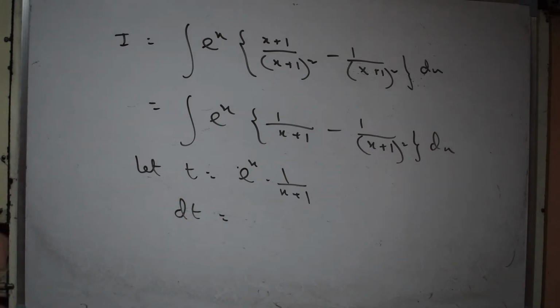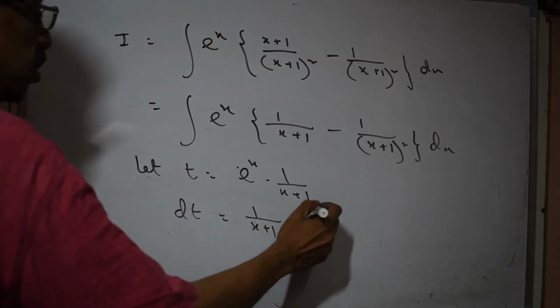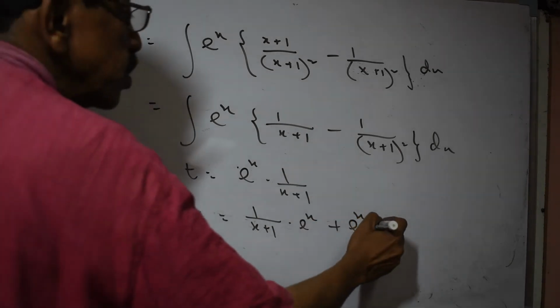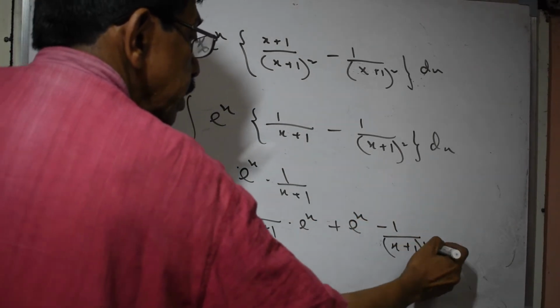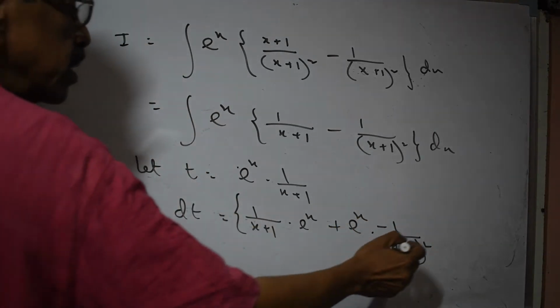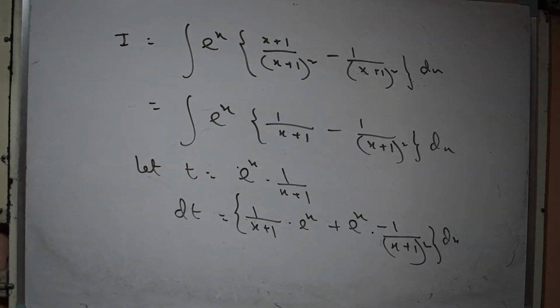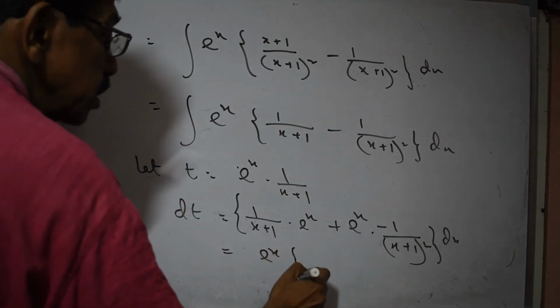then dt will be, by the product rule of differentiation, 1 by x plus 1 as it is, e to the power x is e to the power x, plus e to the power x into derivative of 1 by x plus 1, which is minus 1 by x plus 1 whole square. Yes, this is the idea, because the derivative of the expression is this. Now if you watch, if I take e to the power x common, then you are getting the whole expression.